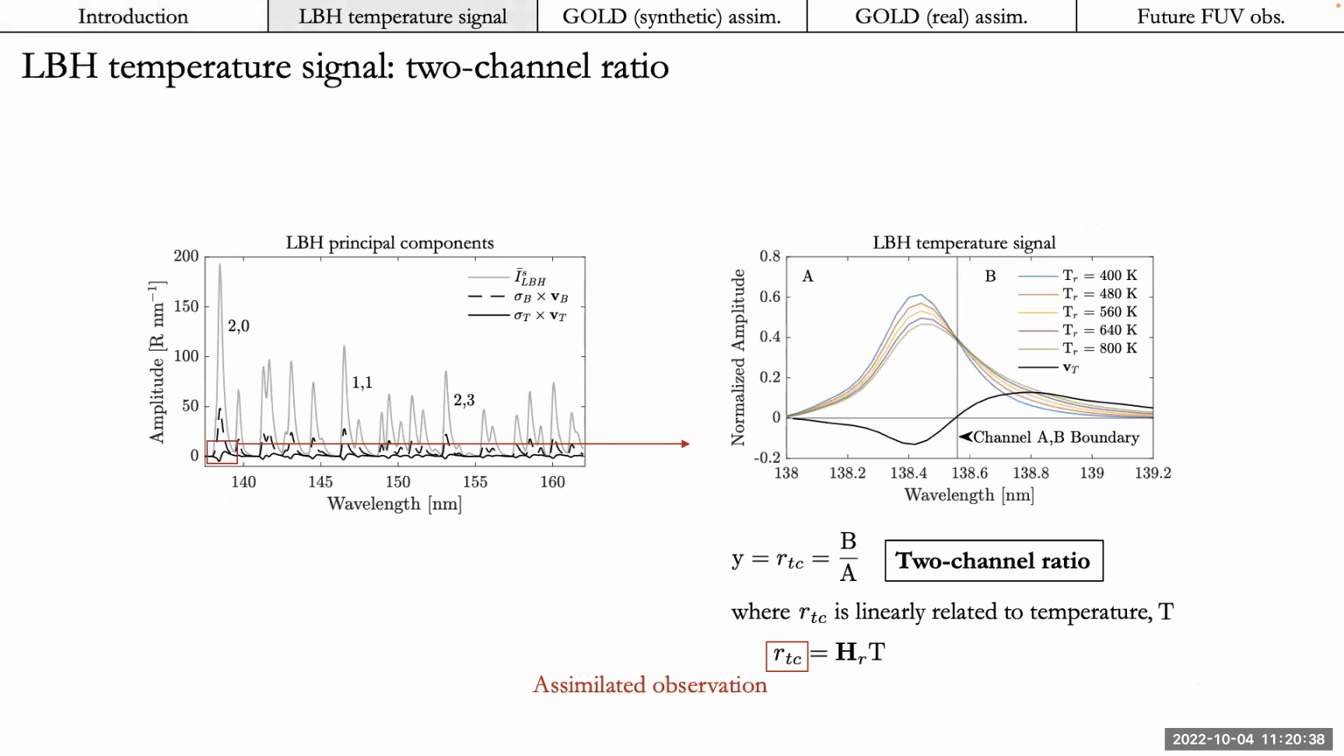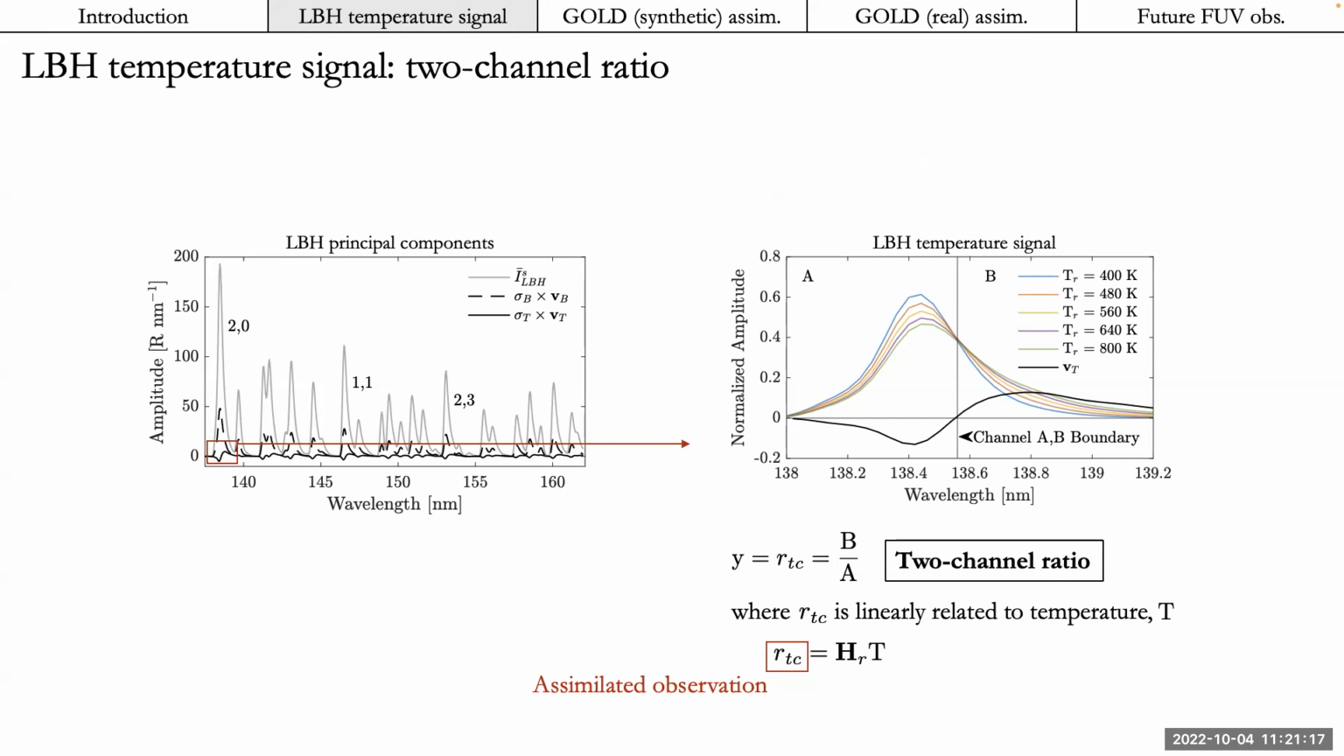It's a level 2 retrieved temperature. So before I go into the assimilation experiments, I first want to go a little deeper into the LBH temperature signal and define the specific observation from the radiance data that we assimilate that captures that temperature signal. The figure on the left shows the mean LBH spectrum in gray over the GOLD bandwidth. The black lines are 2 modes of variability about the mean spectrum. The dashed black line is just the scaling of the mean emission across the bandwidth, while that solid black line, you can barely see here, is the temperature signal.